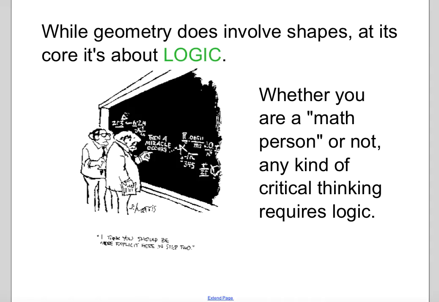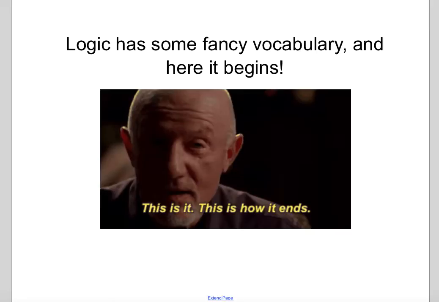We all think of geometry as being about shapes, and while it does involve shapes, at its core, geometry is all about logic. And whether you're a math person or not, any kind of critical thinking is going to require logic. Logic has some fancy vocabulary, which you may or may not yet know, and here it begins.